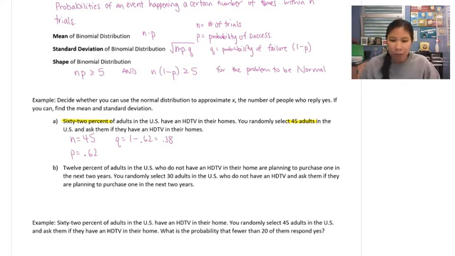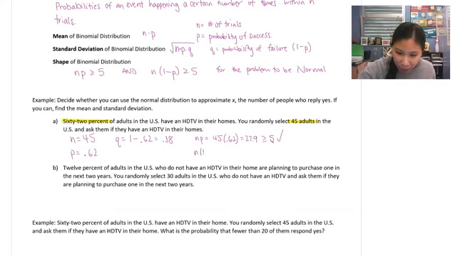Okay, so now we need to see if the normal curve actually works. So if I do n times p, I'm going to get 45 times 0.62, and that ends up being 27.9, and that's definitely bigger than 5. So good. That one works.